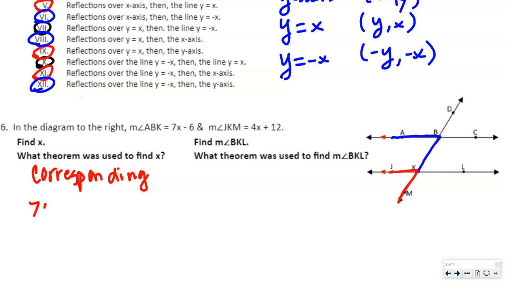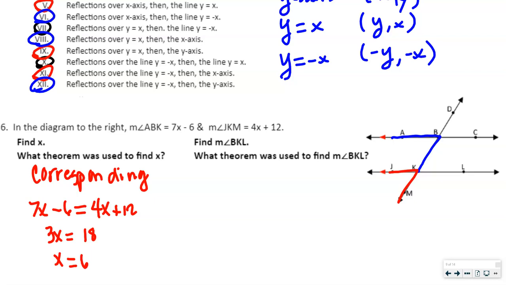So we're going to set these equal to each other. 7x minus 6 equals 4x plus 12. We're going to solve for x here. So subtract 4x from both sides, that gives us 3x. Add 6 to both sides, that gives us 18. Sorry, that's supposed to be an equal sign right there, y'all. Then divide both sides by 3, so x is equal to 6. So that's the first part of our problem.